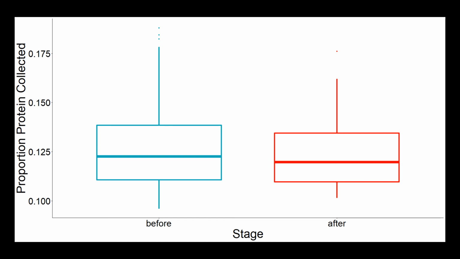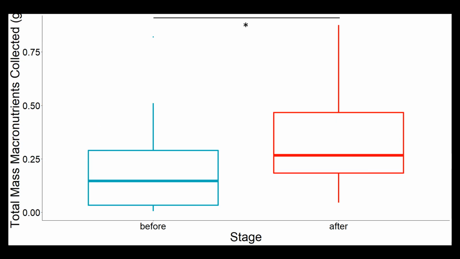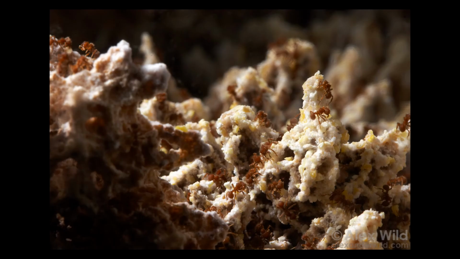Once again, there was no effect of fungus removal on the proportion of protein being collected by the ants. However, total mass of macronutrients collected did significantly increase following fungus garden removal. So what this indicates is that the fungus garden may be the main driver of nutrient collection by the colony, and that instead of needing to modulate relative collection of nutrients based on colony composition, the ants just collect more or less food with a similar relative nutrient content based on current fungus garden size. This finding may add another layer to our understanding of the value of fungus farming.